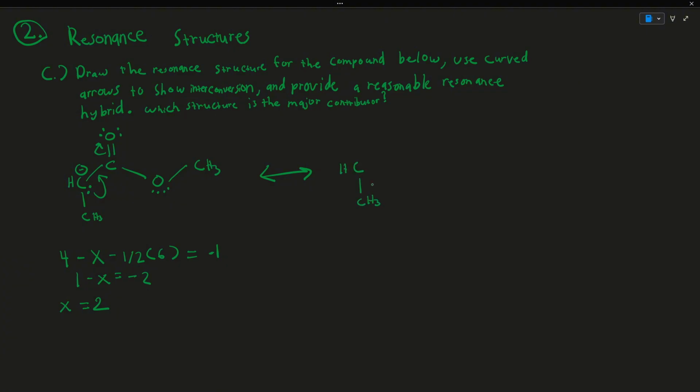right? CH3, double bonded, right? This oxygen over here is unchanged, and so is this carbon, okay? And so this would give us the resonance structure for this compound.